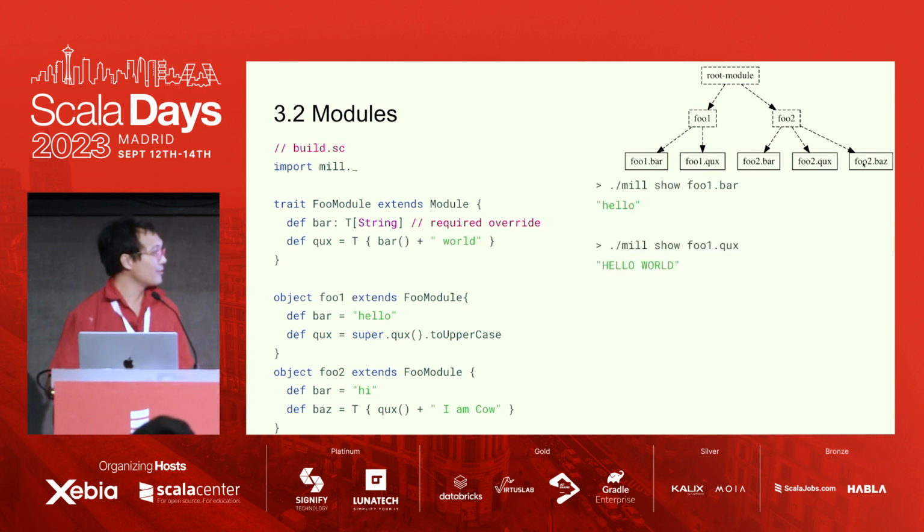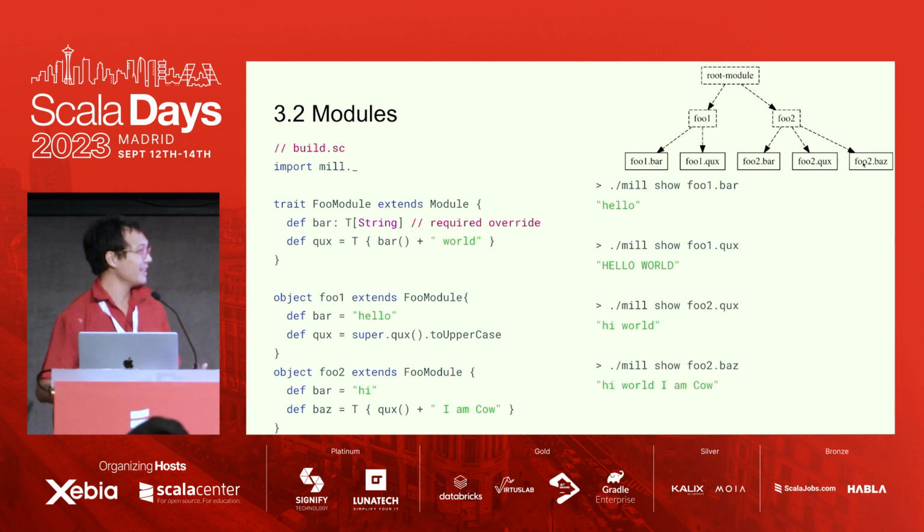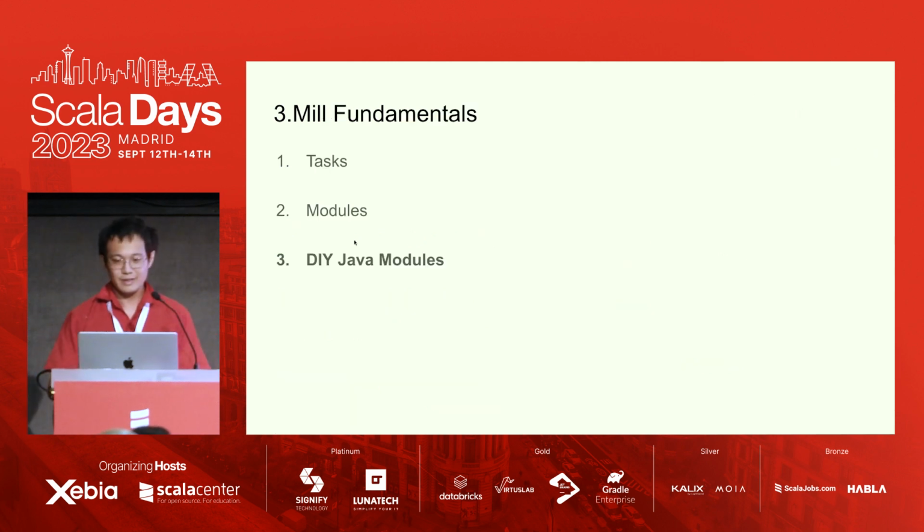And you can do all the normal things you expect from the command line. And these should more or less do what you expect. So for example, if I look at, wait, where'd my mouse go? Okay, here it is. So foo1.quux is super.quux uppercase, foo.quux is bar plus world, bar is hello, so hello world to uppercase, so HELLO WORLD. So it's just like normal Scala code, just with these module traits and these T target things that you can generally ignore.